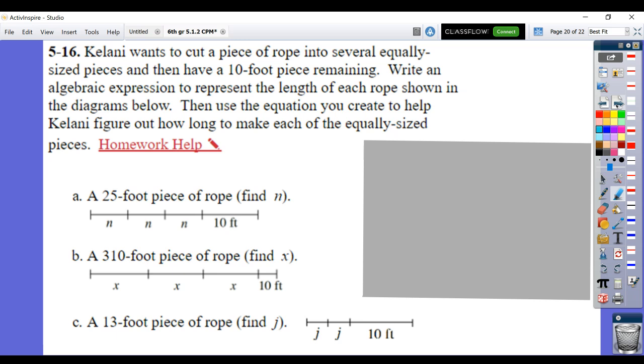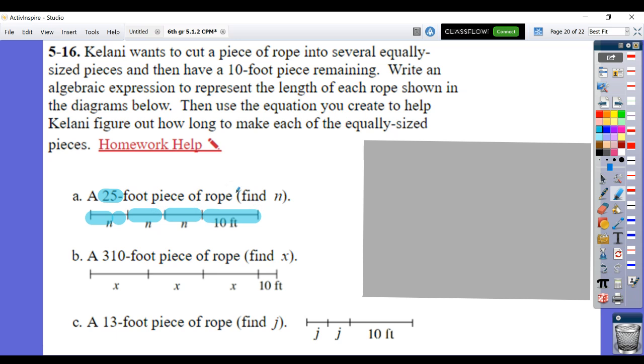For 516, Kalani wants to cut a piece of rope into several equally sized pieces, and then have a 10-foot piece remaining. They want an algebraic expression to represent the length of each rope, shown in these diagrams, and then use the equation you create to help Kalani figure out how long to make each of the equally sized pieces. So, for example, on A, sounds kind of confusing when you read the directions, but what they're really saying is the length of n plus the length of n plus the length of n plus 10 needs to equal 25 feet. All right, so create an equation of that.